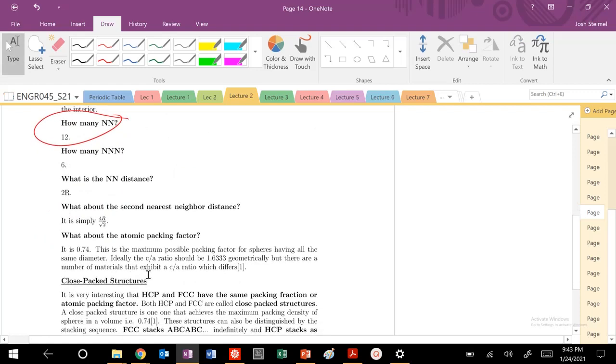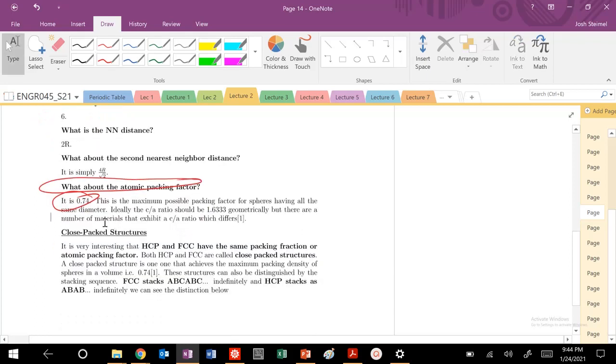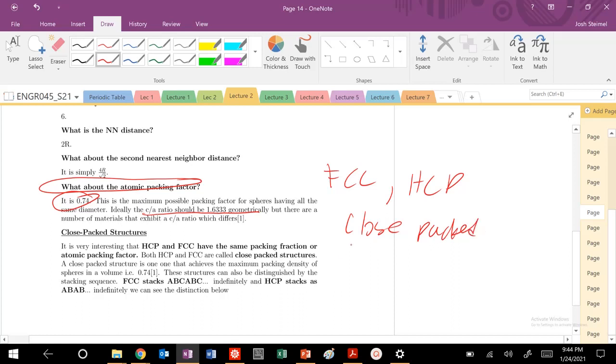And if you look at the atomic packing factor, it is 0.74 again. And the C to A ratio differs for different materials. But anyways, that's a little bit beyond the point. The key thing here is that HCP has close packed structures. And that's going to, again, make them more ductile. It's going to be easier for dislocations to move in close packed structures along close packed planes and along close packed directions. So that's the key factor there.